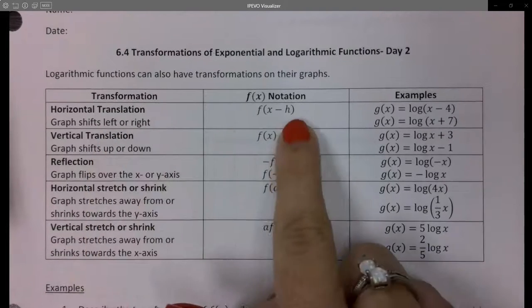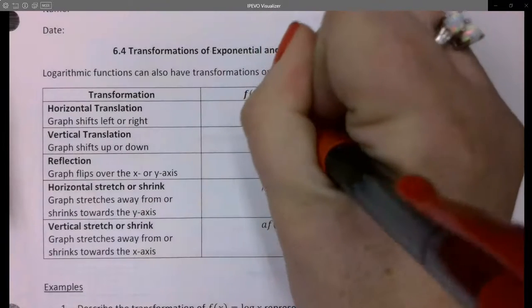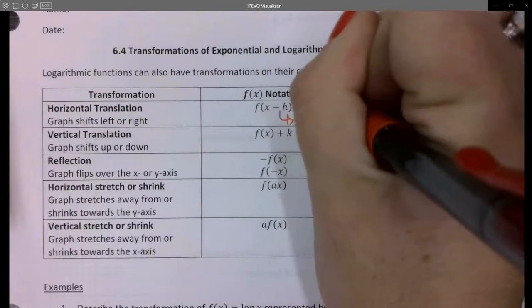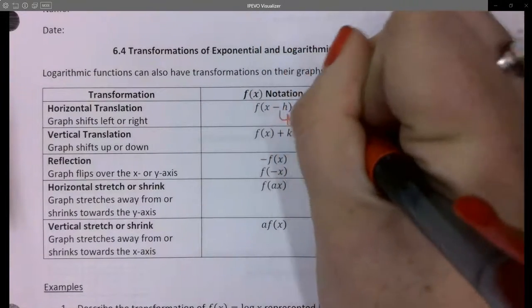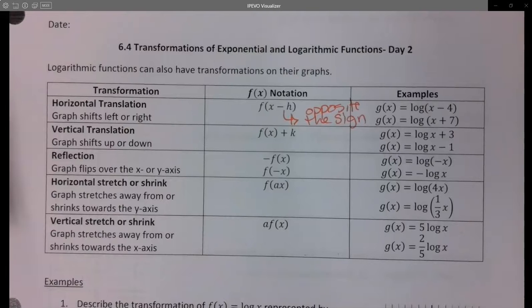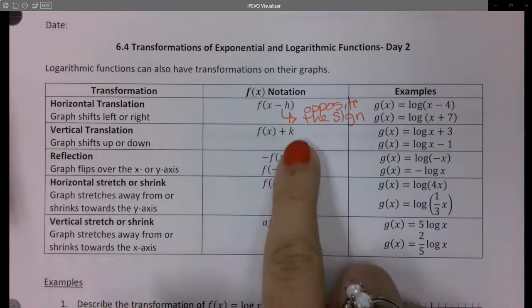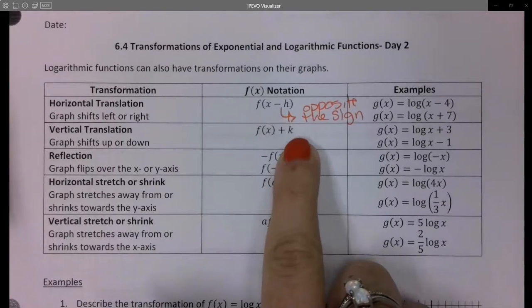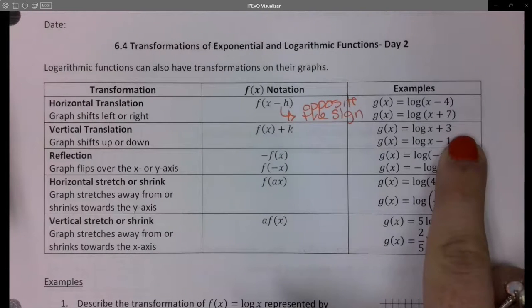We have horizontal translations, which move it left or right. And remember, just like yesterday, this is going to go opposite the sign. So if it's negative, it'll move it right. If it's positive, it'll move it left. Then we have our vertical translation, which is going to move it up or down. And this will be outside of parentheses.